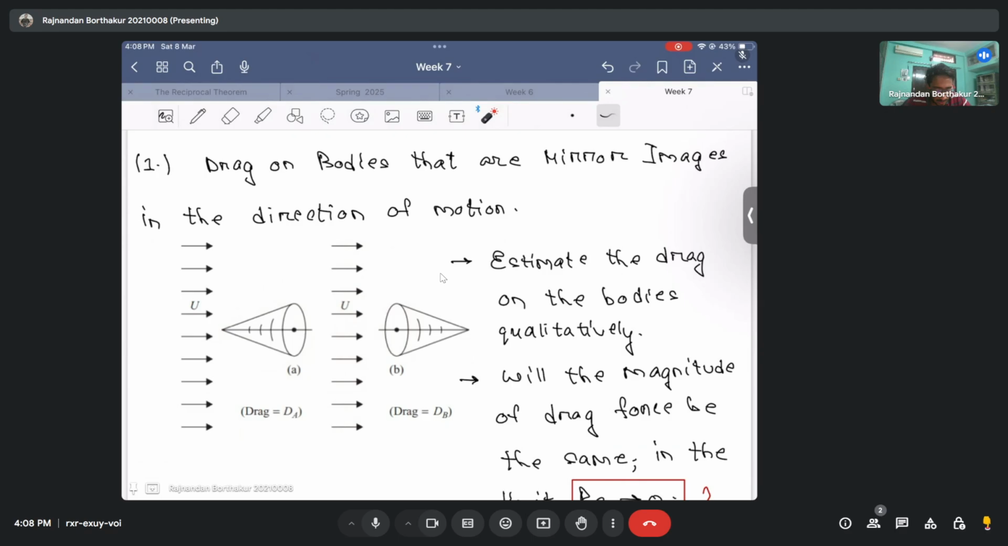The idea is that in the creeping flow limit, we will estimate the drag on these two objects. Let's say the drag on A is dA and the drag on B is dB. Then qualitatively at least, can I comment on the magnitude of these drag forces? That is, is dA greater than dB, or less than dB, or equal to dB, in the limit when my Reynolds number goes to 0, that is, in the creeping flow limit?